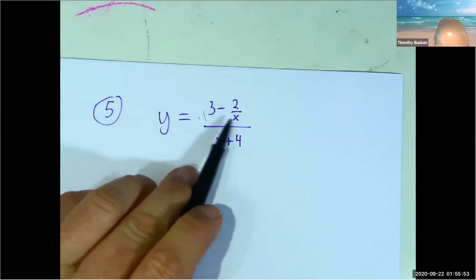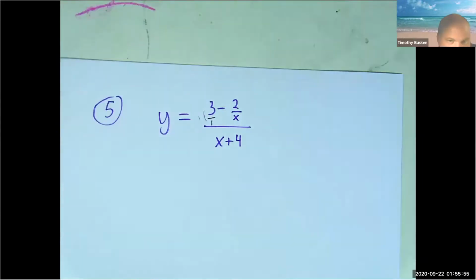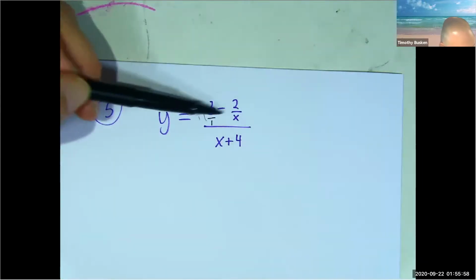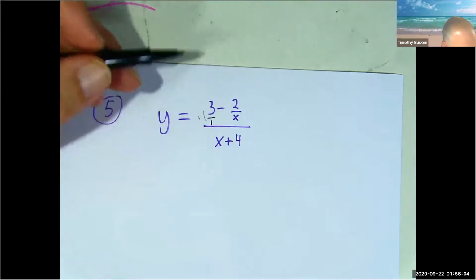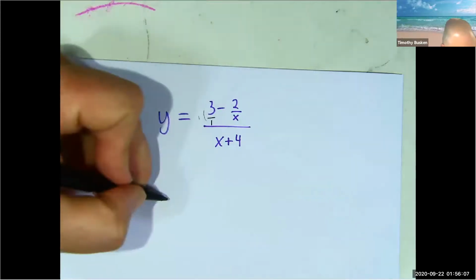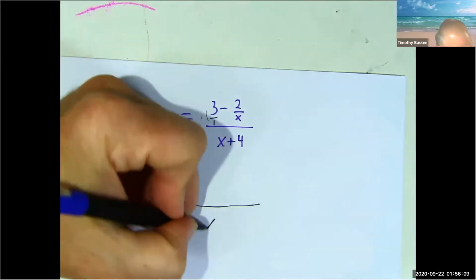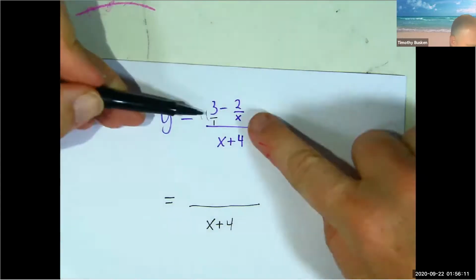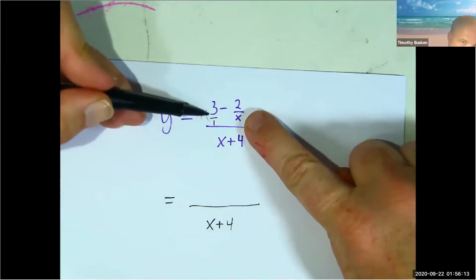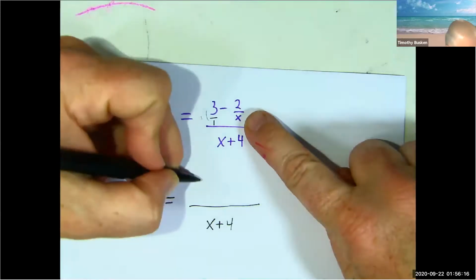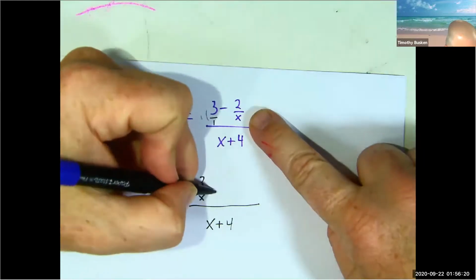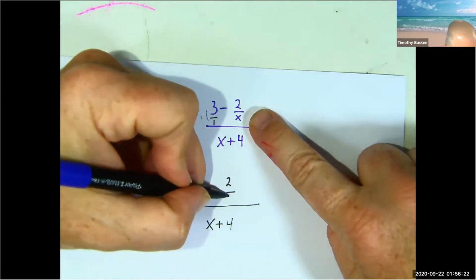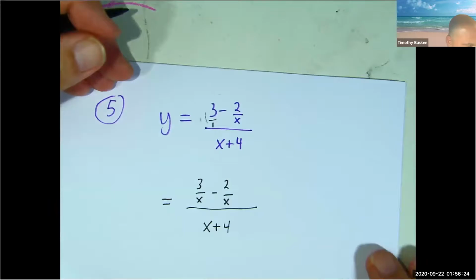So now I'm going to treat this 3 like it's a fraction, so 3 over 1. When I subtract these two fractions, I need to have a lowest common denominator, and that lowest common denominator is going to be x. So first let me write the denominator. For the numerator, if I multiply top and bottom of 3 over 1 by x, I've got 3 over x. And then minus 2 over x. The x plus 4 is just going along for the ride.